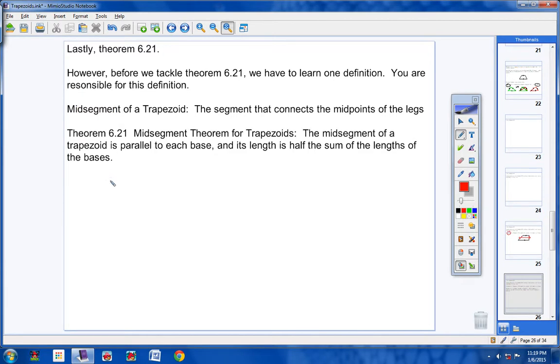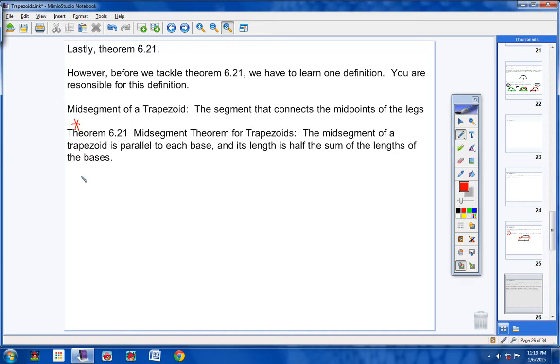Last theorem, 6.21. This is called the mid-segment theorem for trapezoids. Copy this down, please. I'll give you a second to do that. The mid-segment of a trapezoid. Notice, it does not have to be isosceles. It can be, doesn't have to be.